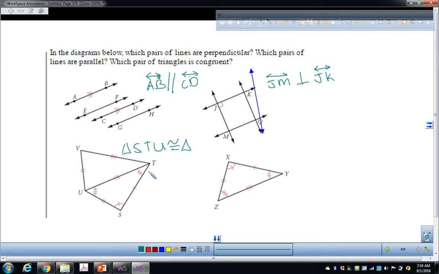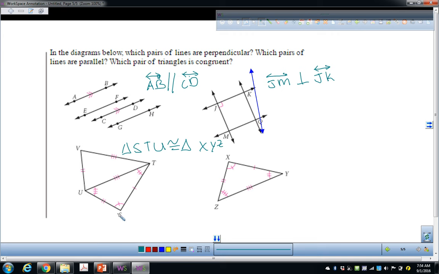S, T, U, X, Y, Z. That is correct. Do you understand why? Because S goes with X, Y goes with T, because it's got 2 marks, it's got 2 marks. And Z goes with U because it's got 2 marks.